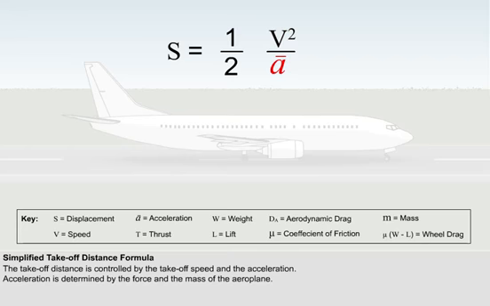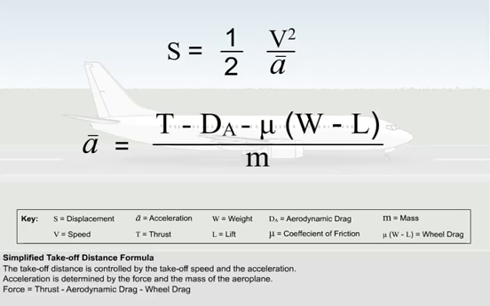Acceleration is force divided by mass. The force is thrust minus aerodynamic drag and minus the wheel drag. Expanding the formula in this manner allows you to see how a change in one of the variables has a knock-on effect on the takeoff distance. For example, if there is a reduction in thrust, acceleration will reduce. If acceleration reduces, then the distance required to get to a specific speed increases.